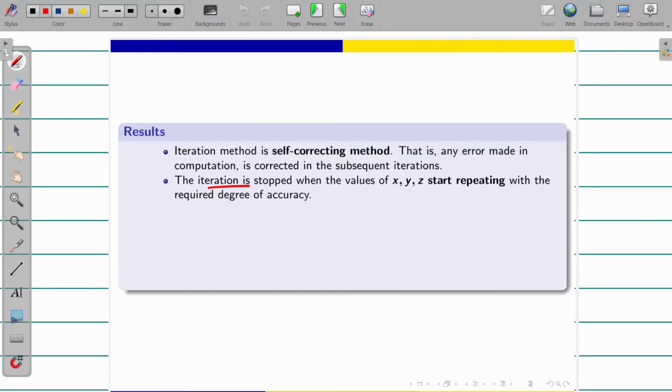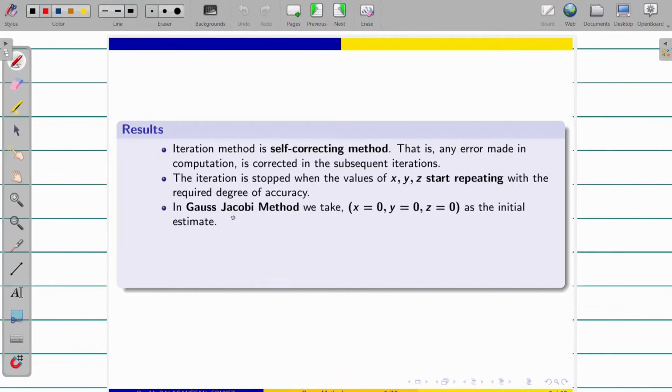So when do I have to stop the iteration? You know very well, we discussed the power method and other iterative processes also. We stop when we get the repeated value. Here also we do the same: x, y, z start repeating to the required degree of accuracy. Not only x, all the three. Sometimes x will repeat, and y and z will repeat later. So until then you have to continue. All three elements should repeat before you stop the iterative process. Gauss Jacobi.